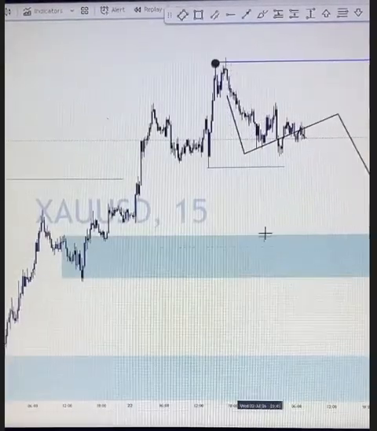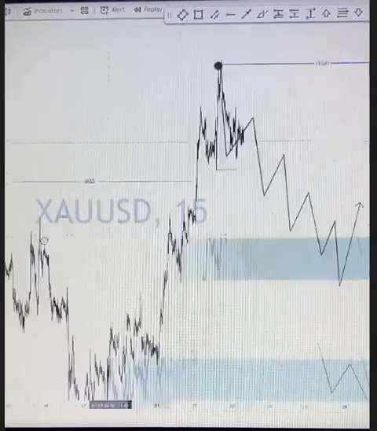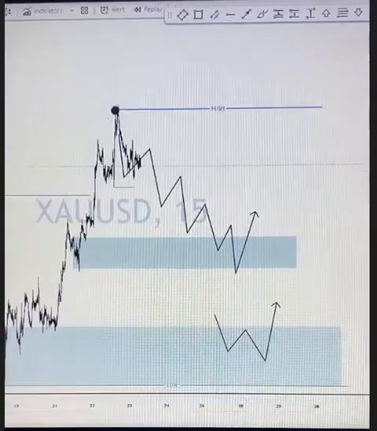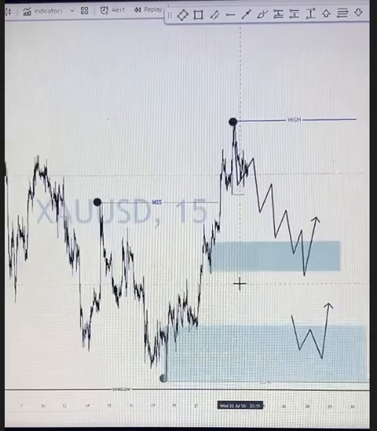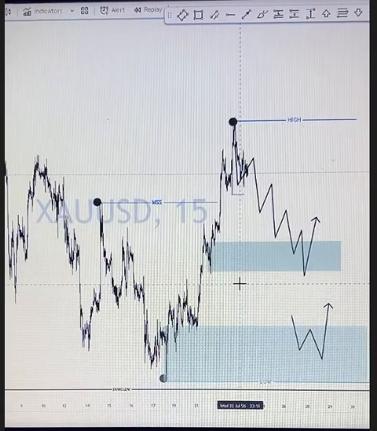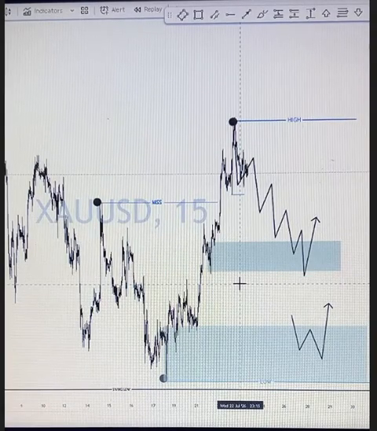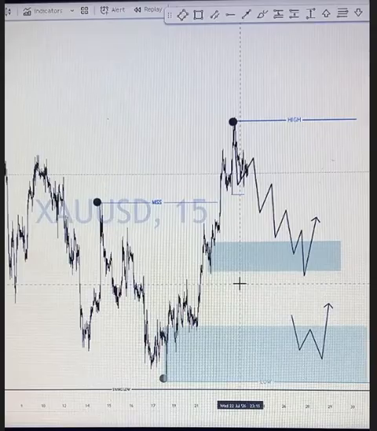Now, I saw gold. Gold has the majority votes, so let's drop to gold. Right now we are going to analyze gold. To analyze gold, what do we do?